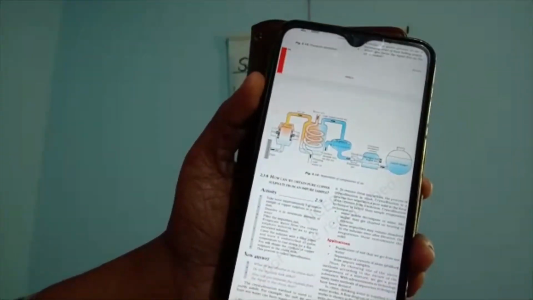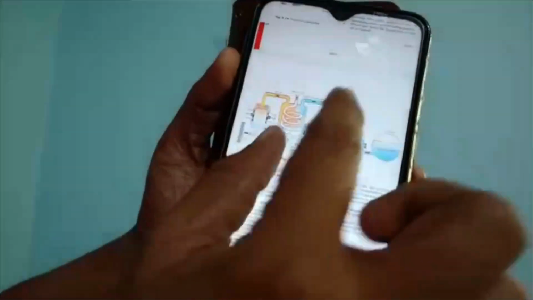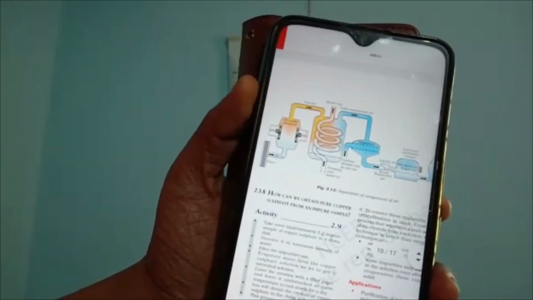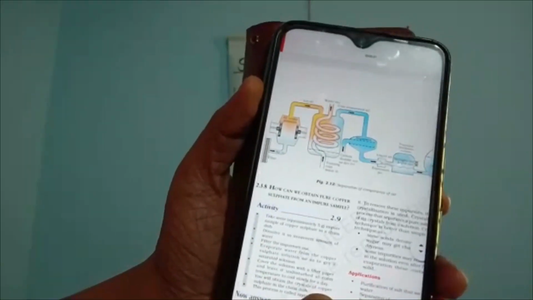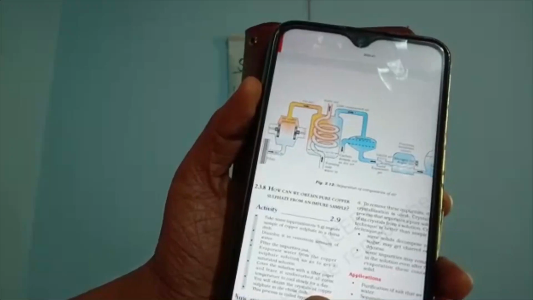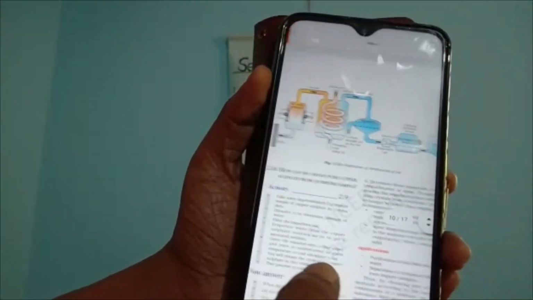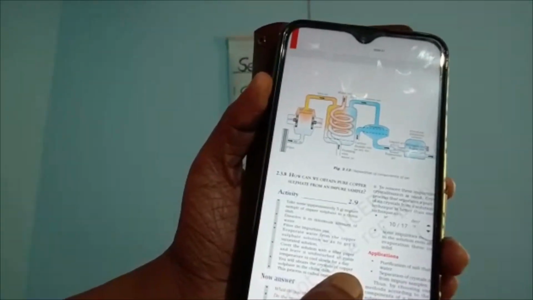Children, in your textbook there is figure 2.12. Can you see this figure 2.12? Just see, this is the method by which we separate the components of air. Now I'll show you in a small way. This is a picture, and I'll show now how it is working.